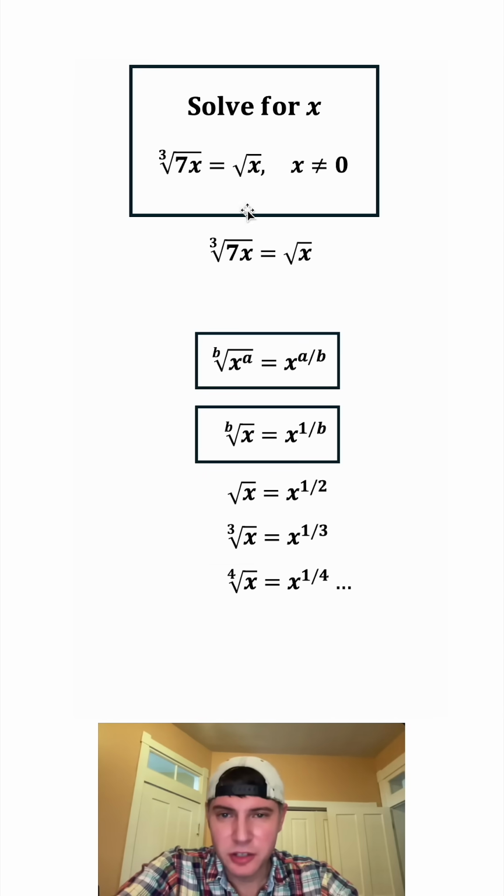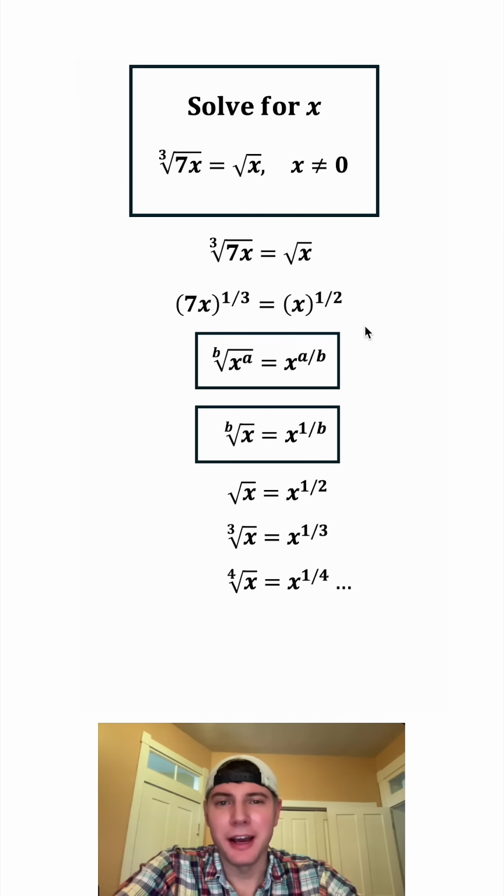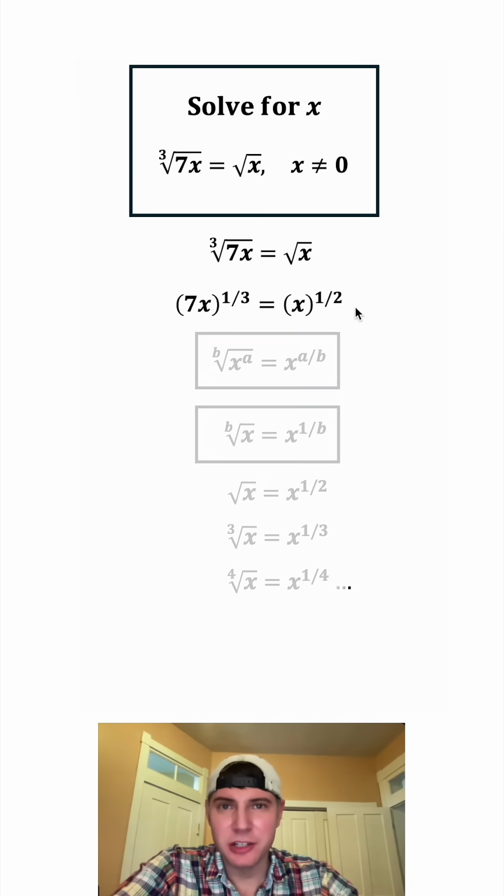We can rewrite this cube root of the quantity 7x as 7x to the power of 1/3. And that's going to be equal to the square root of x, which is x to the 1/2. So now we've written them in rational exponent form.